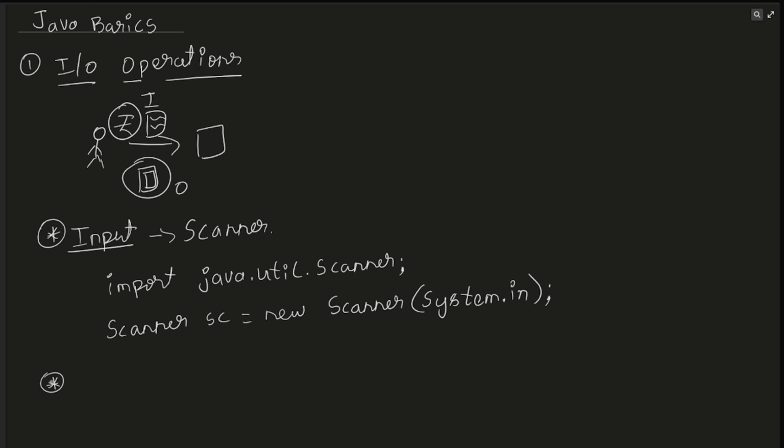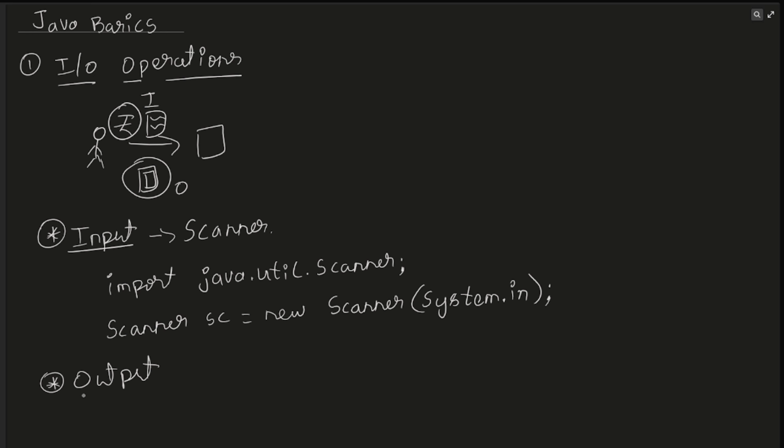Now what is the output? As we have seen, output is nothing but what you get from the program. After processing the data, the program should output, right? To output that data, Java uses System.out.println, and this method takes in some parameter or the values that will be displayed on the screen.